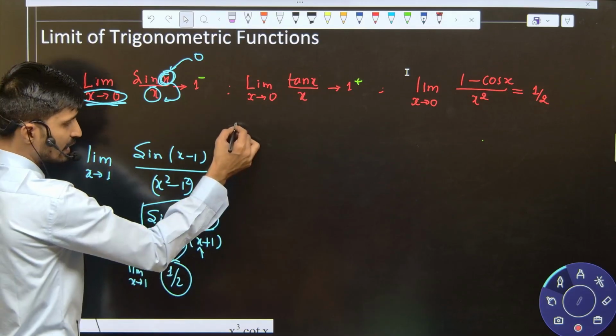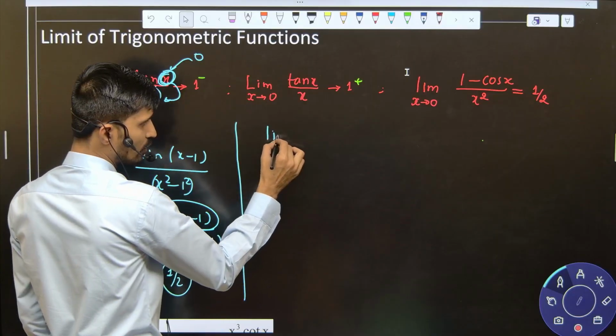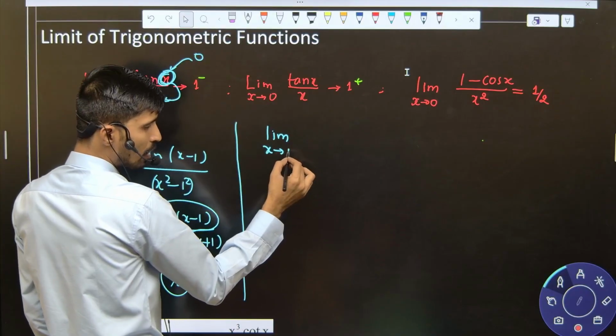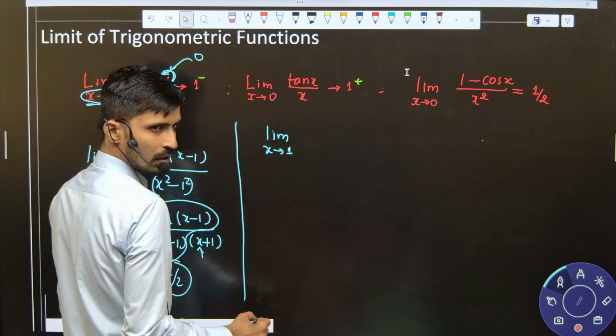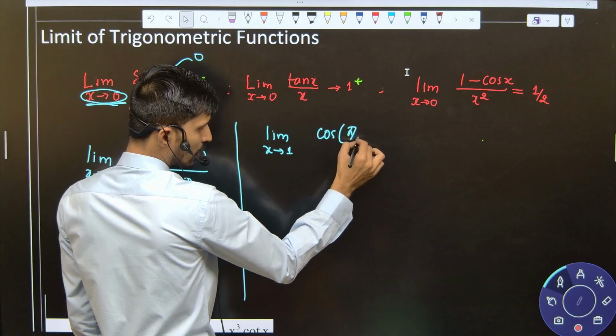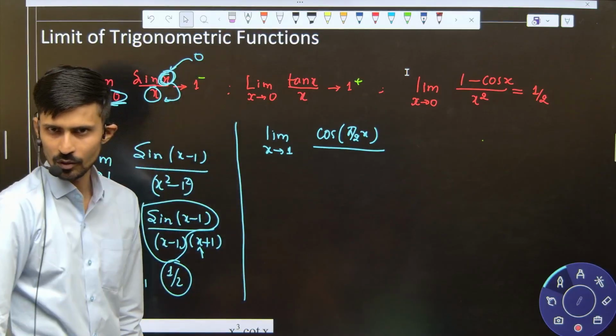Okay. Now let's take some other question. Limit x tends to 1, cos of pi by 2x upon... I will have to think, okay na?